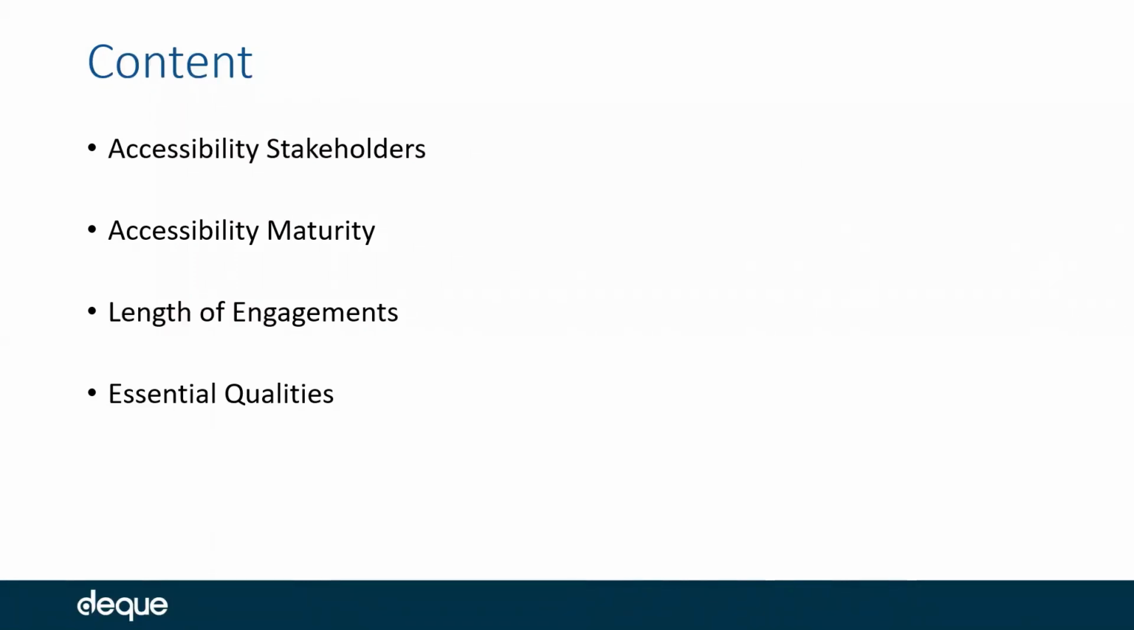Some of the key attributes that we're going to focus on today are who the accessibility stakeholders are in your organizations as you start looking at accessibility partners. We'll give you a very quick model on how to define the accessibility maturity of your organization and show you how that has an impact on which vendor or partner to pick. We'll talk briefly about what a typical length of engagement is. And then we'll wrap it up with some essential qualities, what I like to call essential qualities for a tasty recipe. Then we'll open the forum for questions.